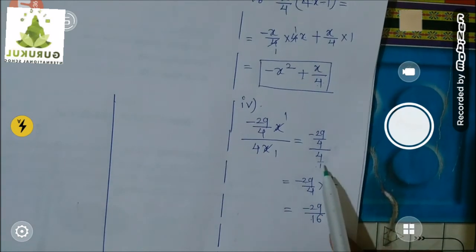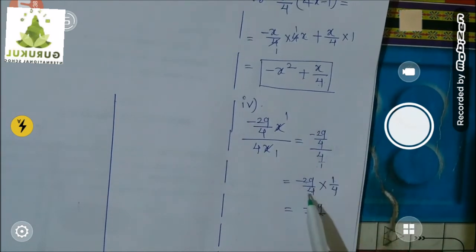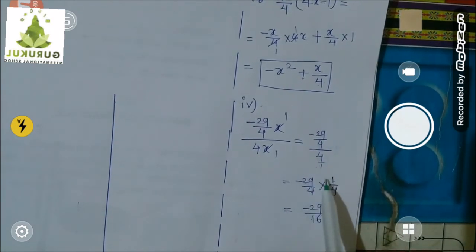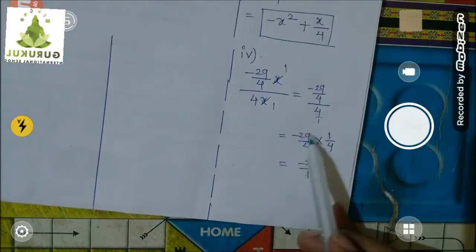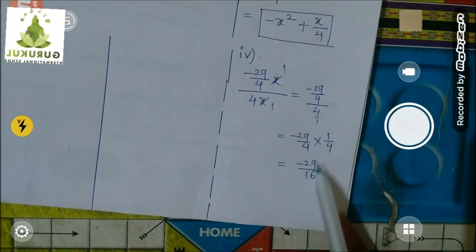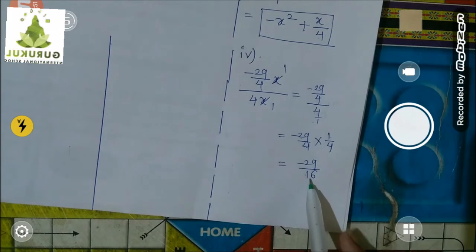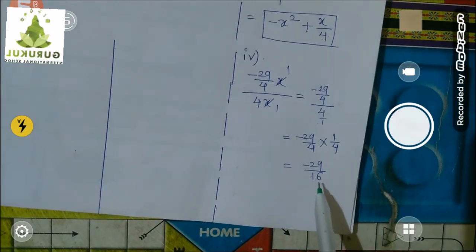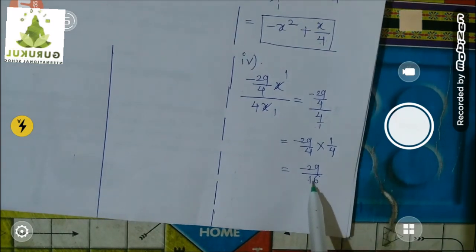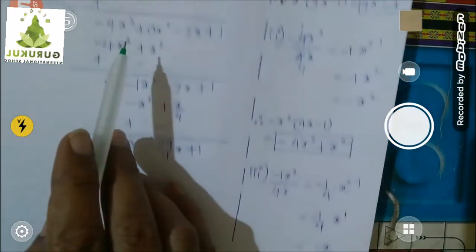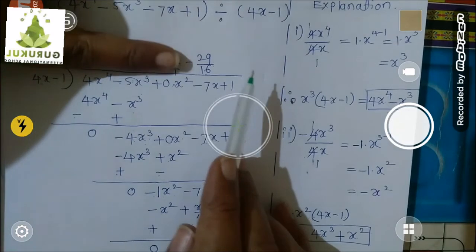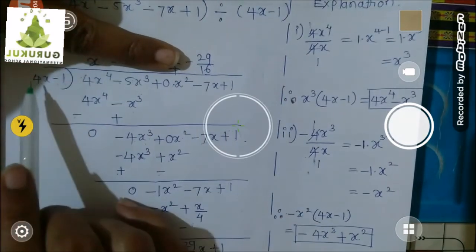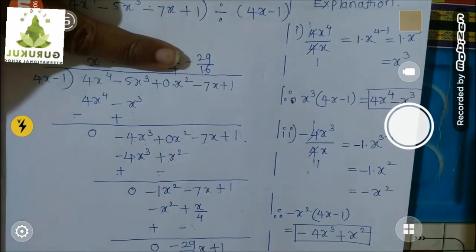Now how to divide two fractions? Write the upper fraction as it is. Instead of division, write multiplication and the reciprocal of the denominator fraction, 1 upon 4. Then multiply it. Minus 29 ones are minus 29, 4 fours are 16. This much we had done in the last video. Now children, this becomes the quotient which I have written over here. And now you know very well what to do next. Multiply this by this divisor and write down the product over here.